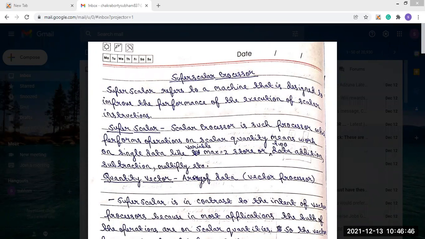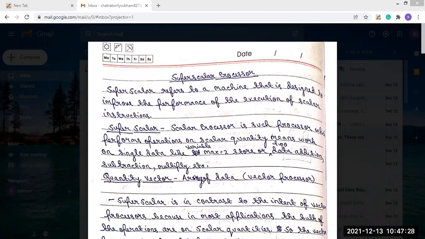A scalar processor refers to a machine that is designed to improve the performance of the execution of scalar instructions. A scalar instruction means single data. It will work on a single data. So to improve the performance of the execution of scalar instructions, or single data, the superscalar machine is used. Superscalar is basically such a processor which performs operations on scalar quantities, meaning it works on single data.